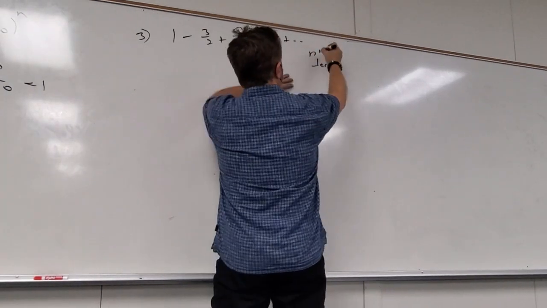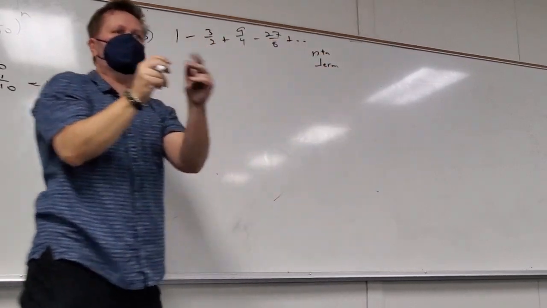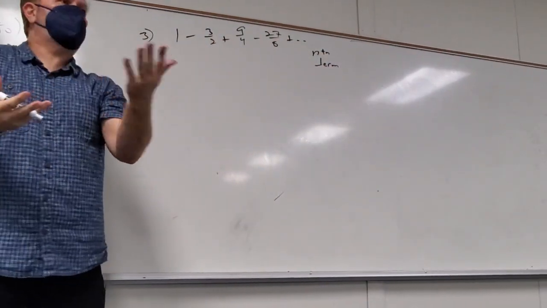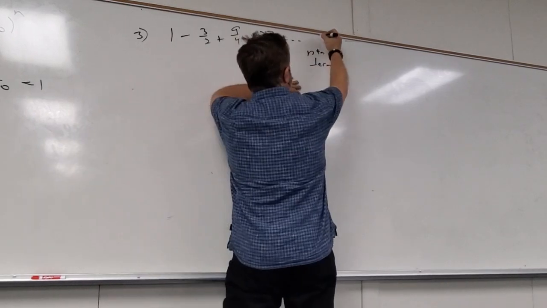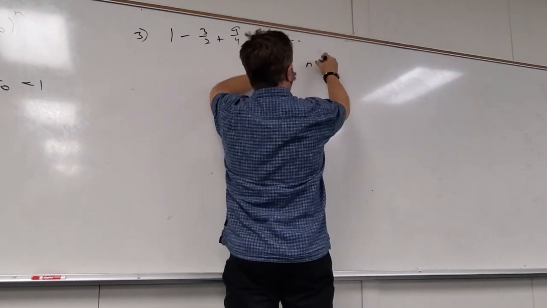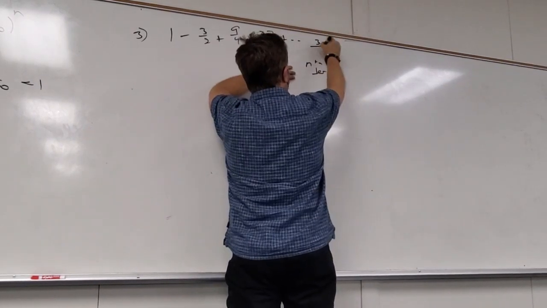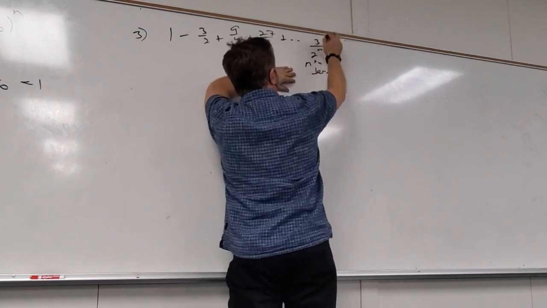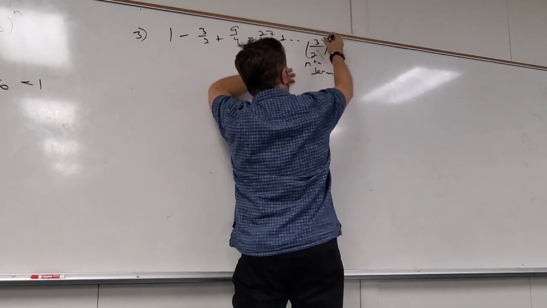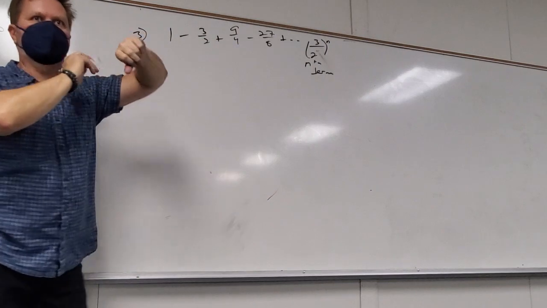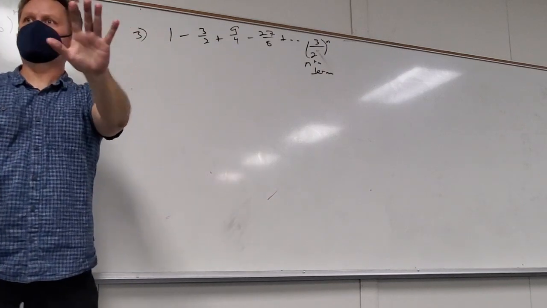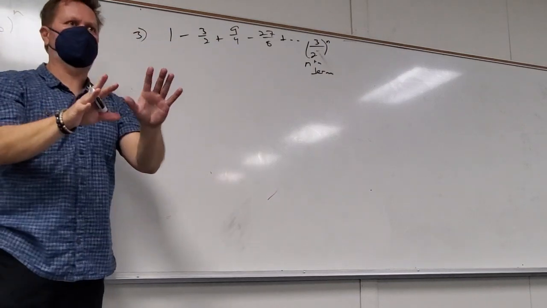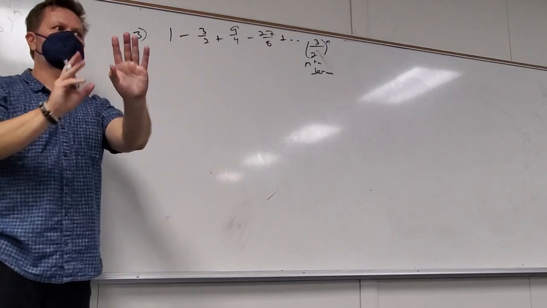Three over two n. All right, let's take a guess. It's not a bad idea to take a guess, but then you just check. So what'd you say? Three over two to the nth power. Nth term, three over two to the nth, ignoring the plus or minus for the moment. We're not quite right yet, but don't worry about that part yet. So is that your guess? Yeah. Let's take a look.